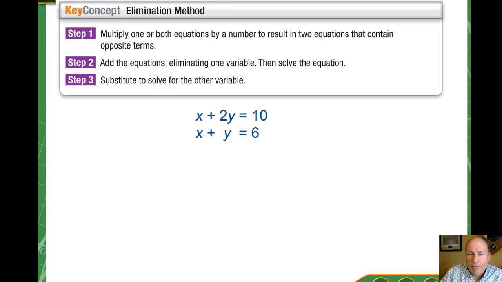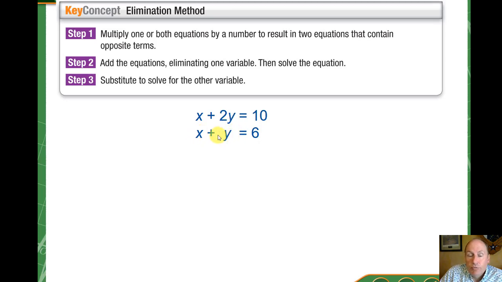So let's look at an example. Let's take x plus 2y equals 10 and x plus y equals 6. This is a classic candidate for the elimination method. What we're looking for is a number to multiply one or both of the equations by, such that when we add the two equations together, one of the variables is going to cancel out.